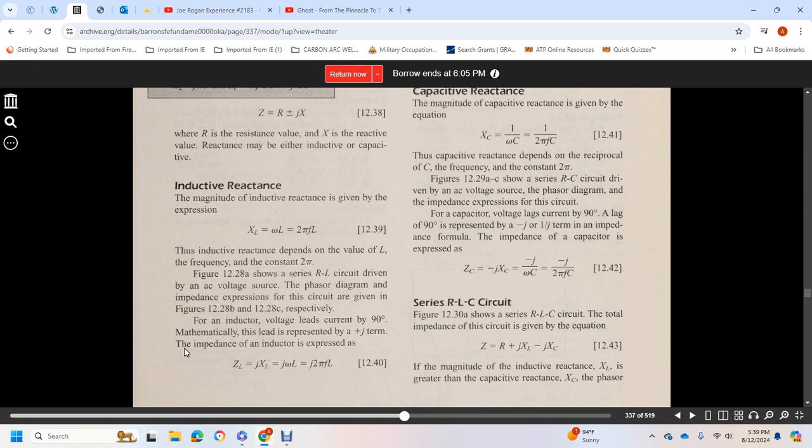Inductive reactance is equal to omega L, or 2 times pi times the frequency times the inductance. Inductive reactance depends on the value of L and the frequency, times the constant 2 pi. Figure 12.28 shows the RL circuit driven with the AC voltage, and the phasor diagram and impedance expression for the circuit are given in figure 12.28 B and C respectively.